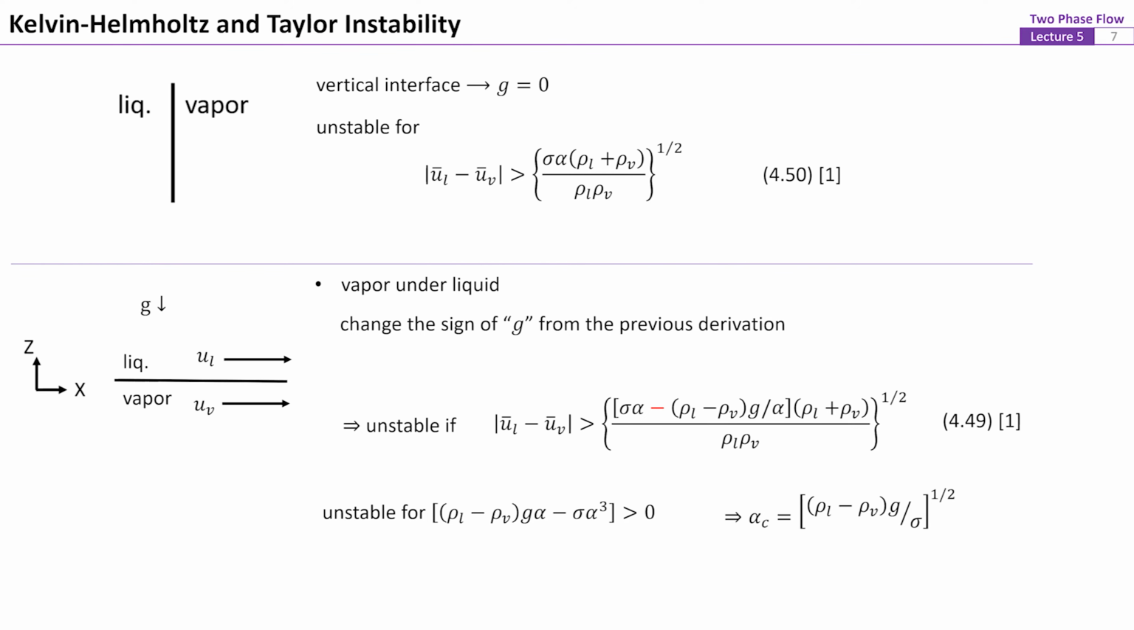Since there is no minimum value for the term on the right, if disturbances of all wavelengths are present, there will always be some disturbances, particularly those with long wavelengths, that are amplified. By changing the sign of the gravity in the previous derivation, the dispersion relation for waves on an interface for vapor under liquid can be obtained.